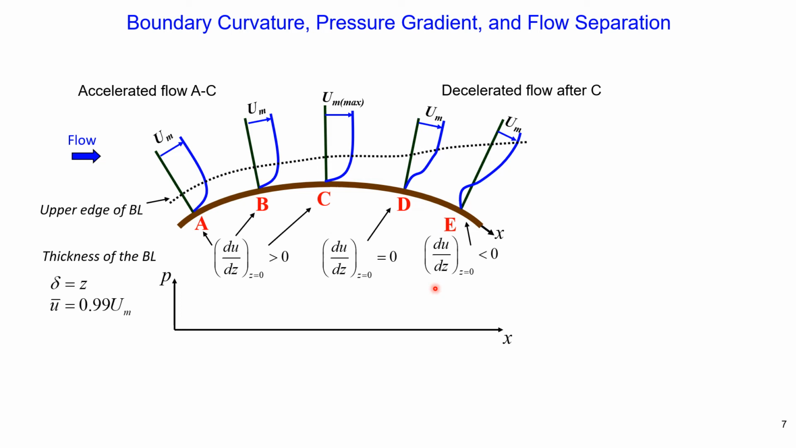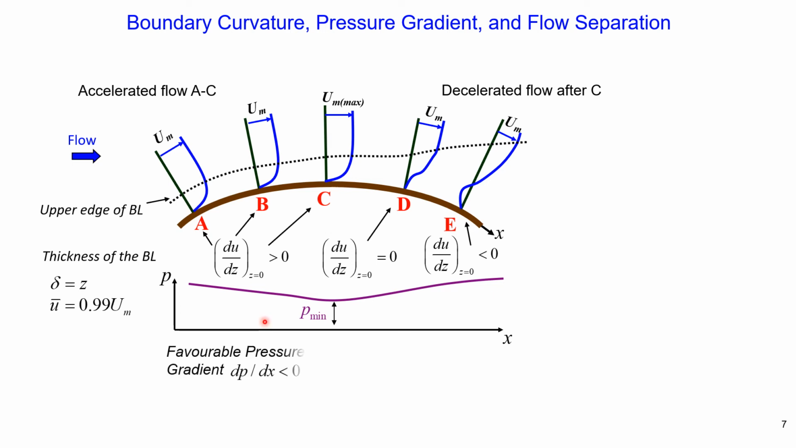Let's consider how pressure will change along this x-axis. So this is pressure change along the x-axis, because here we have maximum velocity. This implies that at this point we would have minimum pressure. Therefore, our pressure will be decreasing along the x-axis and then increasing along the x-axis. So at point C, we have minimum pressure. Therefore, the pressure gradient along x, dp/dx, will be negative at points A, B, and C. And this is called favorable pressure gradient.